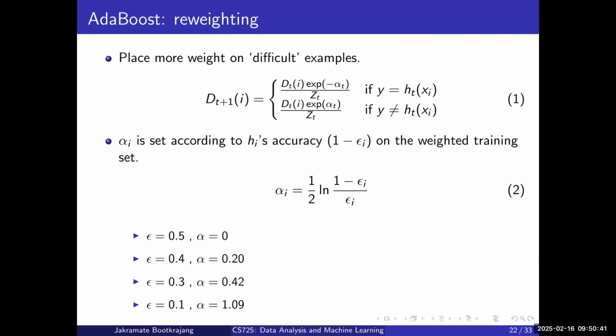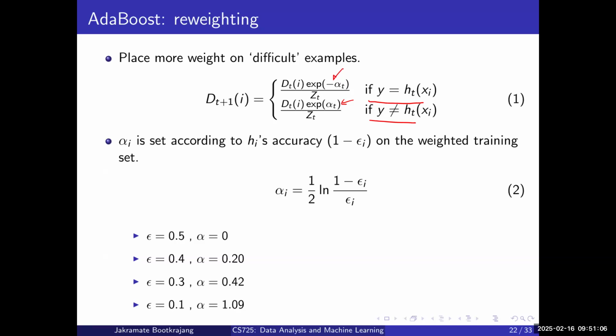So I already explained this about if I get it correct or incorrect, right? If I got it correctly, then you will multiply by a small number. If you get it incorrectly, you will multiply by a large number, right? So that is basically how the reweighting works.